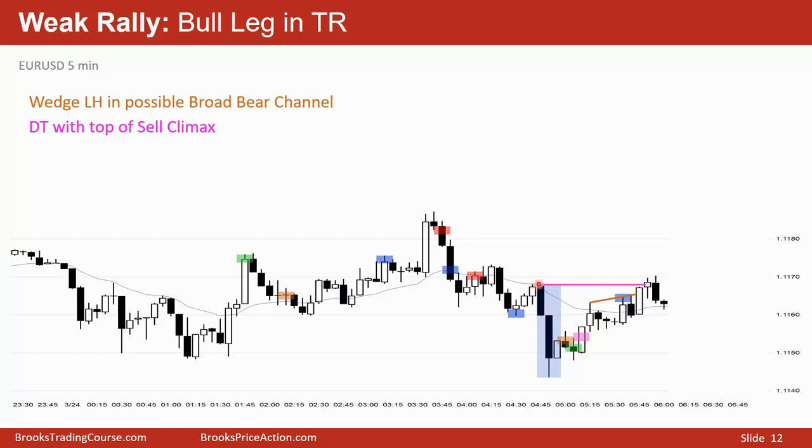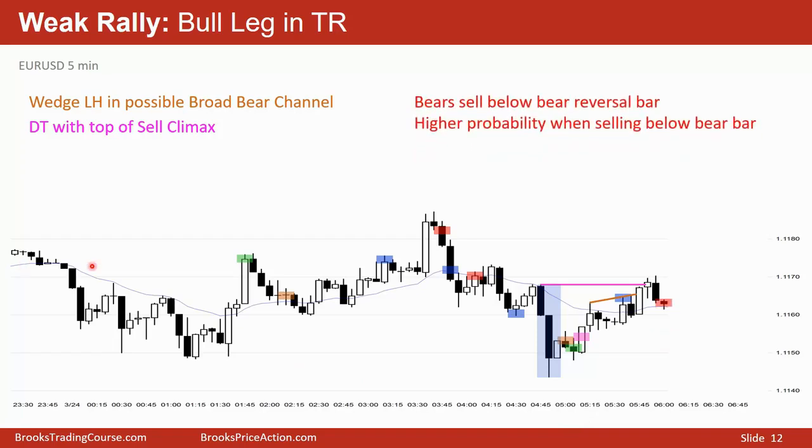and you have bulls selling as well. They were looking for a test of the top of the sell climax, so they sell as well. And therefore, this could be a double top bear flag. We could break below the neckline of the double top and fall for a measured move down. Bears will therefore sell.